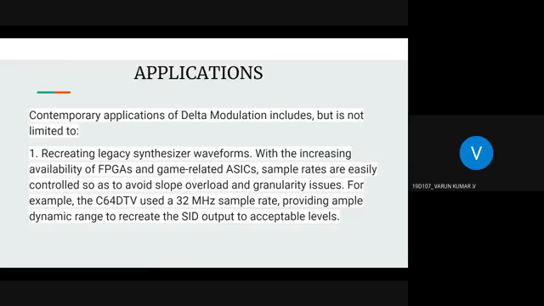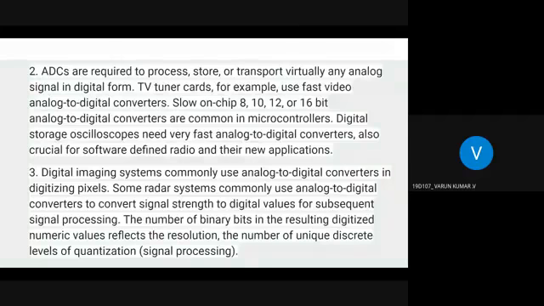The contemporary application of delta modulation includes, but is not limited to, the rotating legacy synthesizer waveforms with the increasing availability of FPGAs and game-related ASICs. The sample rates are easily controlled so as to avoid slope overload and granularity issues. For example, the C64DTV used a MHz sample rate, providing ample dynamic range to recreate the SID output to acceptable levels.